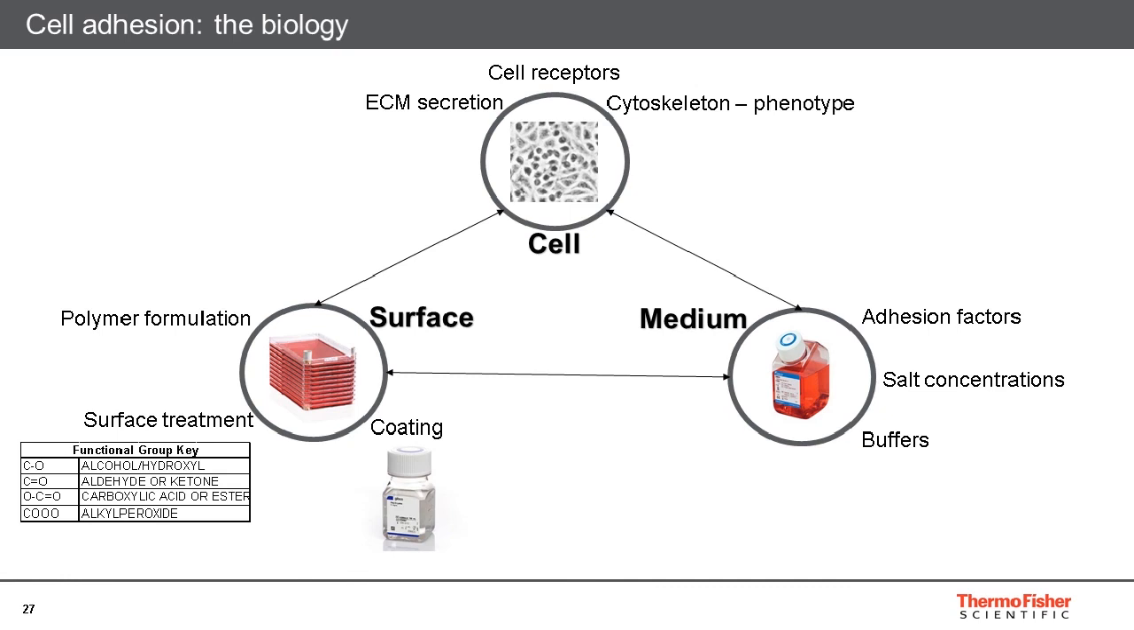So first, let's focus on the parameters that can influence cell adhesion. Cell adhesion is a complex process in vivo already, but in vitro, we have to take into account three main factors: the cells, obviously, the surface, and the medium. One cannot be chosen independently from the others.